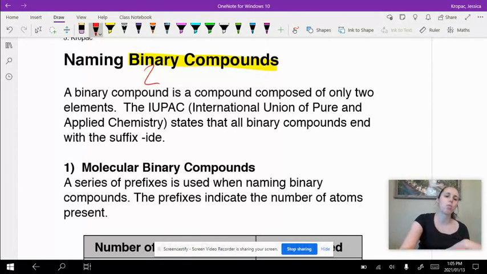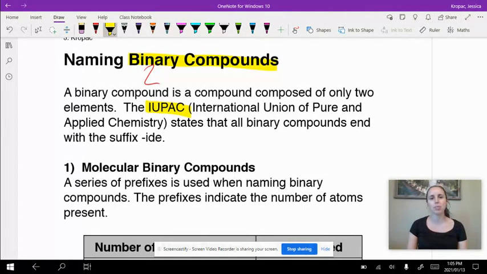We're going to be using what we call the IUPAC rules. What does IUPAC stand for, you ask? International Union of Pure and Applied Chemistry. No one ever wants to say that, so we just call it IUPAC. Essentially, IUPAC is like the chemistry bosses. They come up with all the rules.